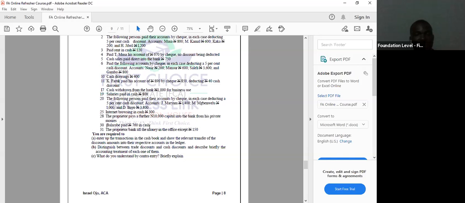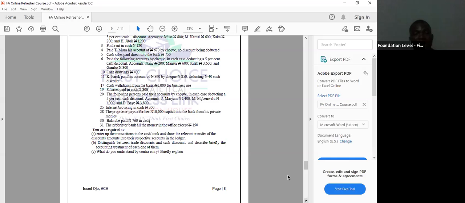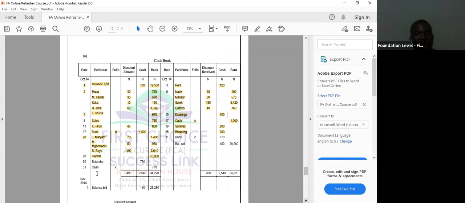Now, after that, the next one that we have says that Bala paid 760 in cash. They paid 760 in cash, which means that he has reduced his exposure to us by paying the 760, which means that cash received is 760. He paid to us, so we are the one receiving it, 760. And after that, what else do we have there?